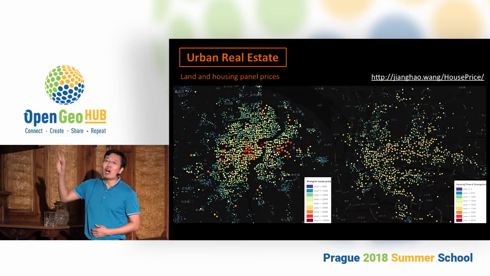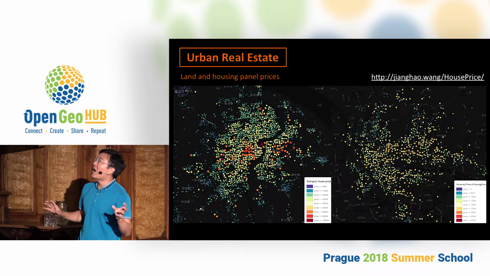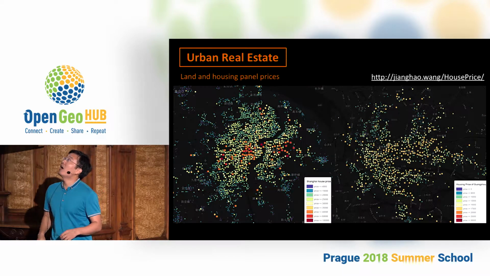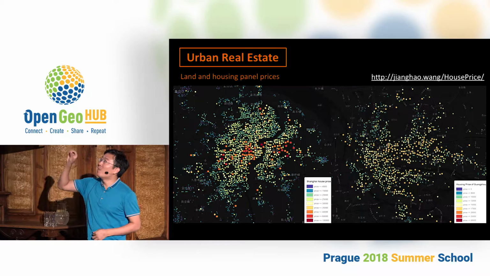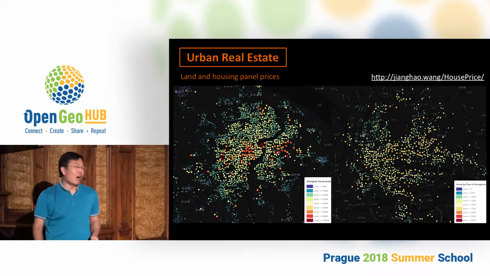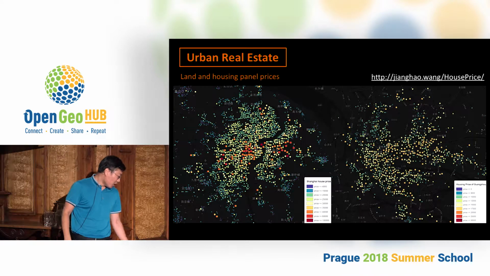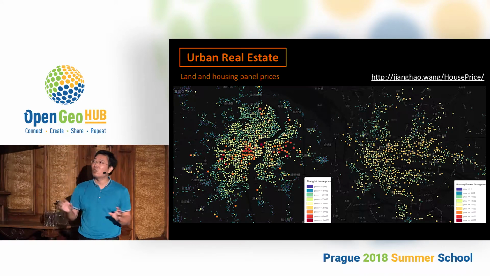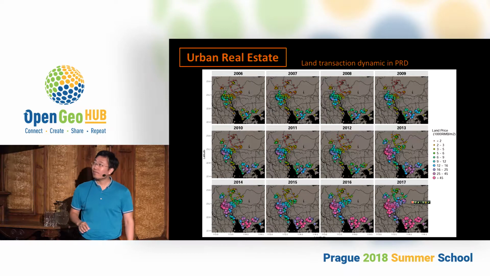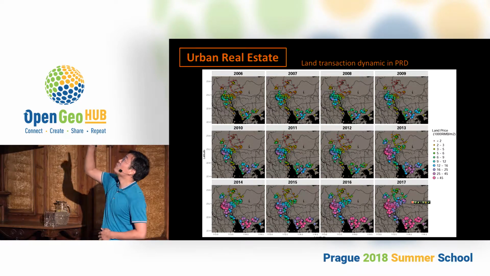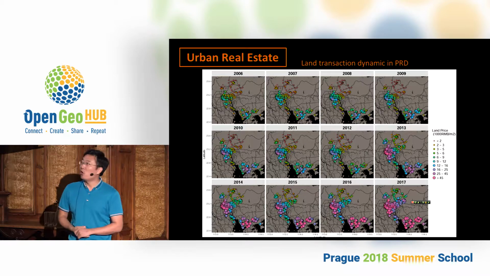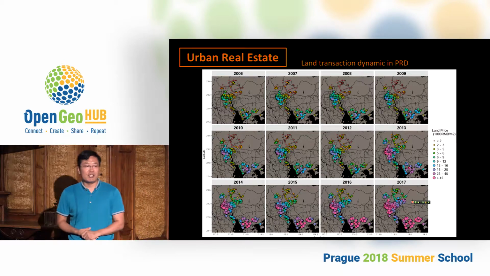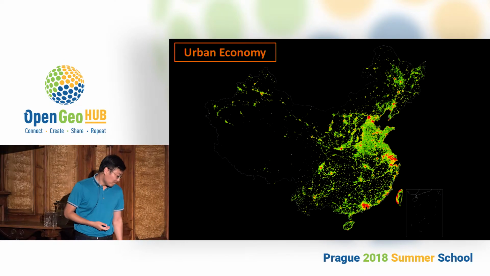Another example is about housing. We get transaction data from the land and housing panel price for almost every community of the whole of China. The purpose is to analyze the spatial-temporal dynamics of housing prices, and also land transaction dynamics in the Pearl River Delta. This map was generated using the ggmap package in R.